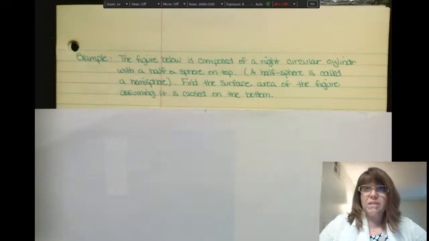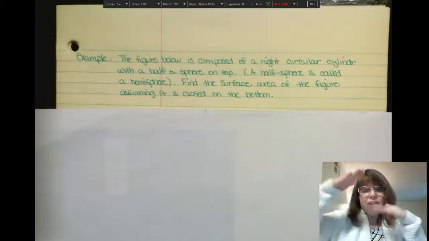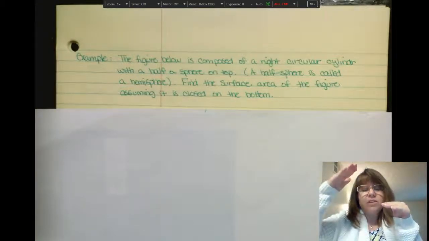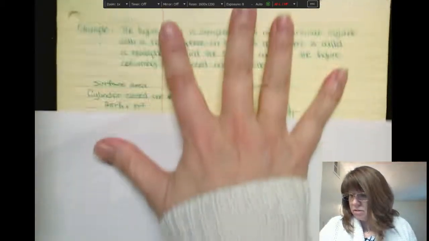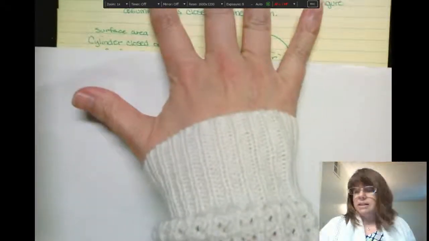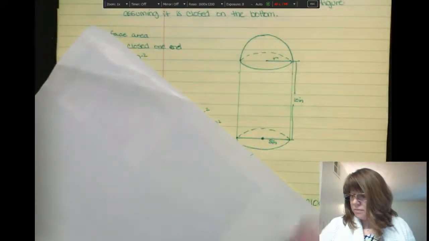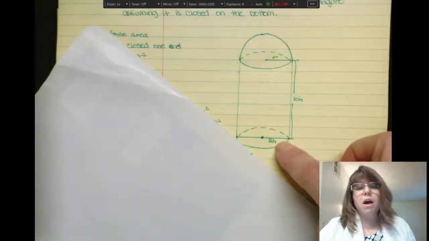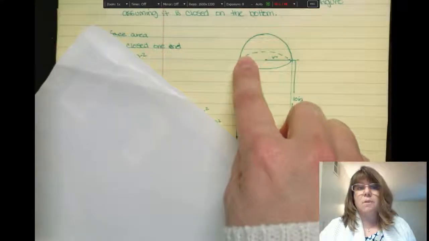So we have a cylinder closed at one end, and then I have a half a sphere, so a hemisphere. And if I add those two together, the surface area of both of those together, I'll get my solution. So this is what it will look like. Cylinder with a closed bottom and a half a sphere on top.